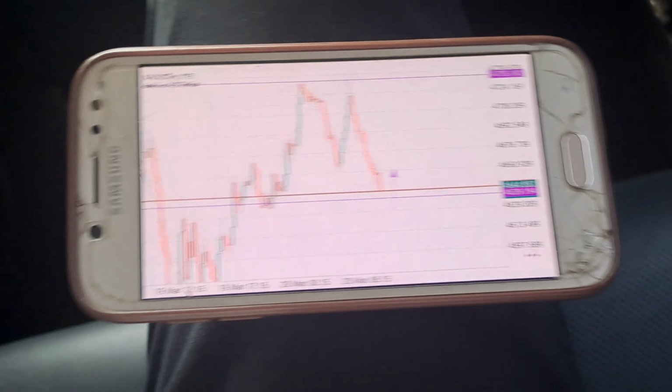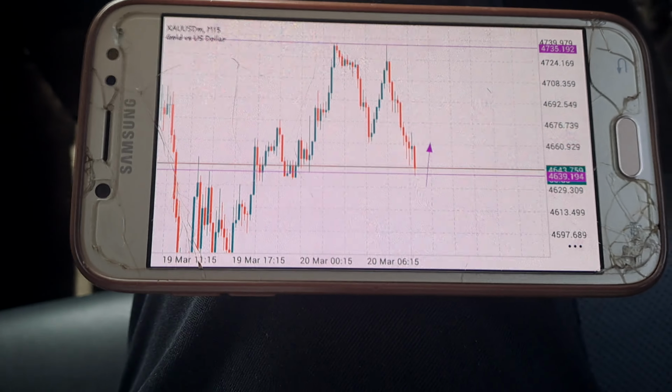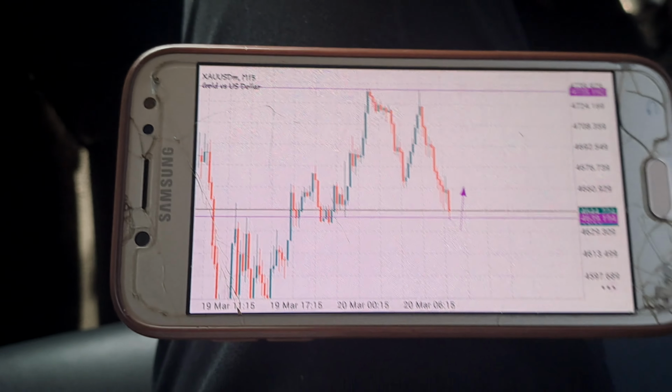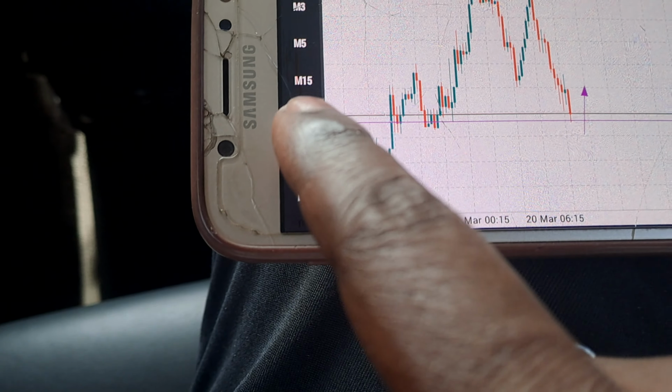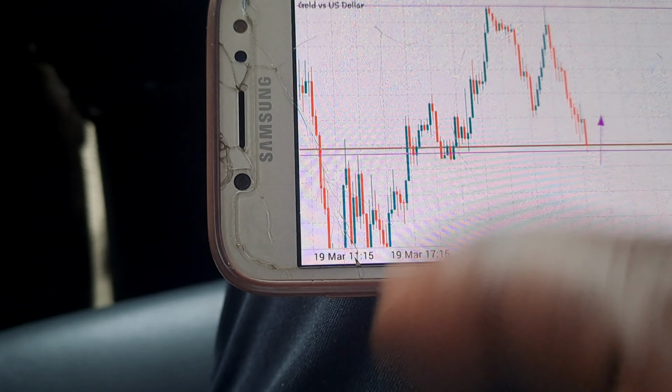So guys, I'm going to analyze gold with you so that we can find an entry today. Here I have a chart of gold, and I'm going to show you in a minute. On the 15-minute time frame, we're always looking for breaks of structure. This is where I got the break of structure here, and there's a minor break of structure also here.